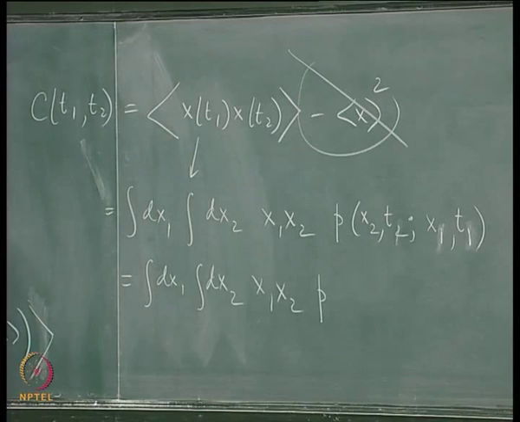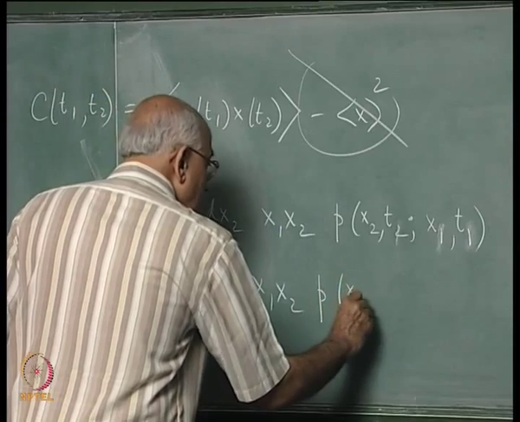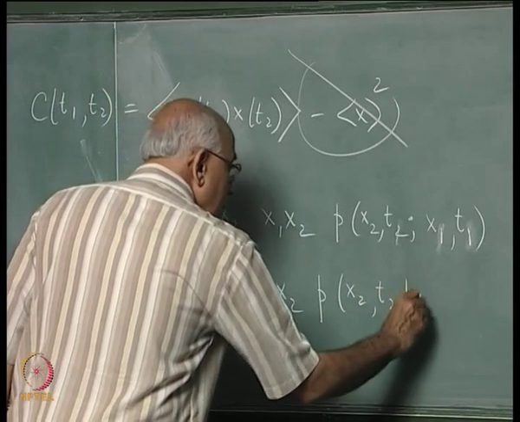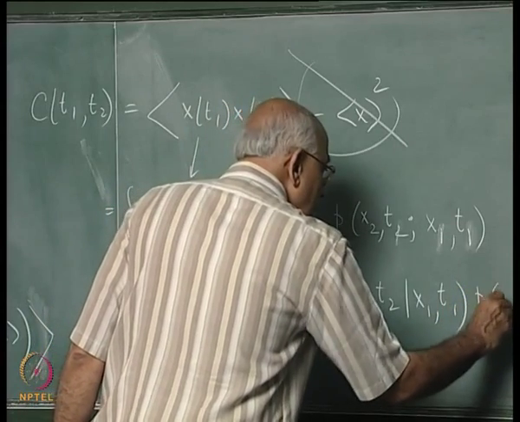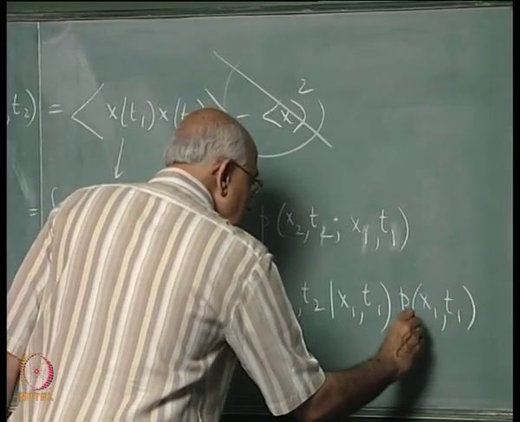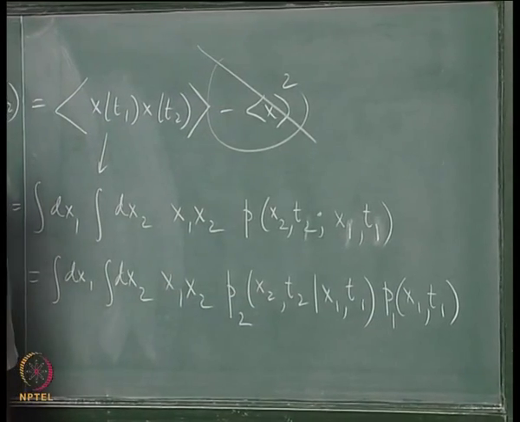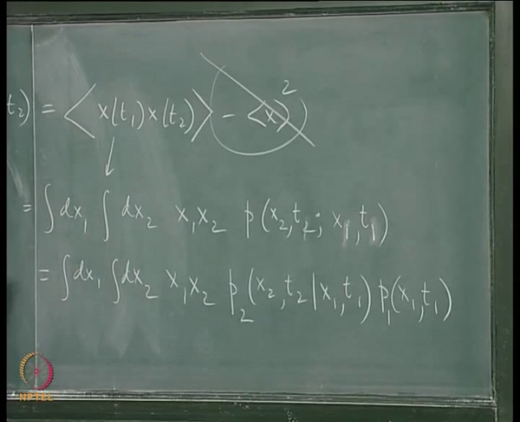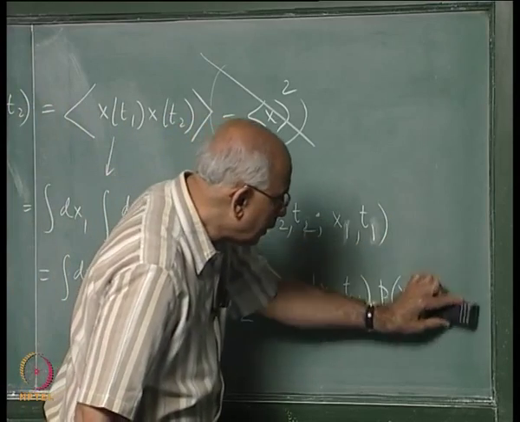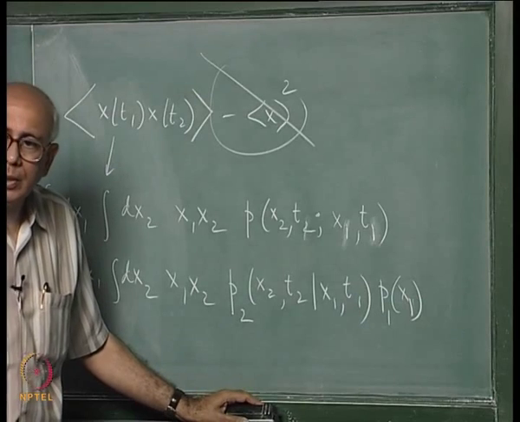Pardon me, yeah, I can shift the origin, but let us do it slowly. So this is x2 t2 given x1 at time t1, multiplied by p of x1 t1. This is the single time probability, this is the two time probability, probability densities in this case. But since it is a stationary random variable, we have assumed that this is independent of t, it is just this quantity here.